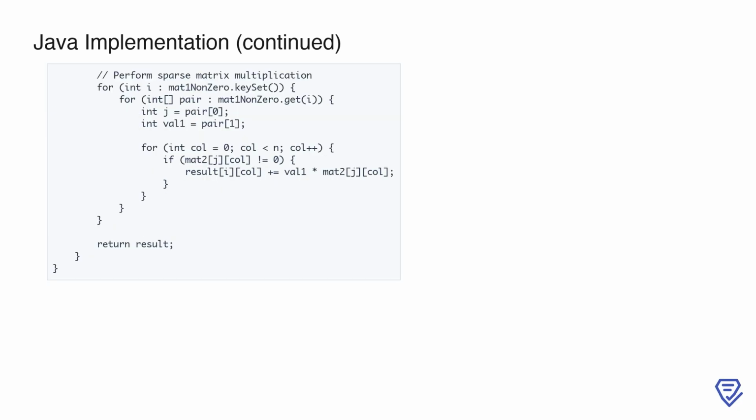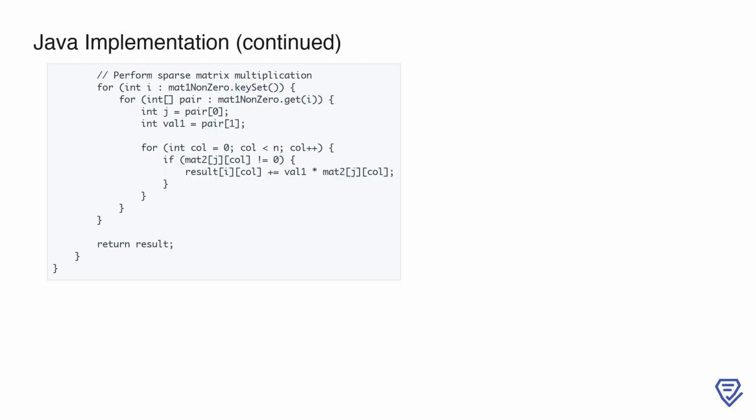Now, we perform the actual sparse matrix multiplication using the data stored in mat1 non-zero. For each row in mat1 that contains non-zero elements, we retrieve its corresponding list of column indices and values. For each pair in this list, we extract the column index, j, and the associated value, val1. Then, we iterate over all columns in mat2's current row, checking if the element at position mat2[j][col] is non-zero. If it is, we calculate the product of val1 and mat2[j][col], and add it to the corresponding position in the result matrix.